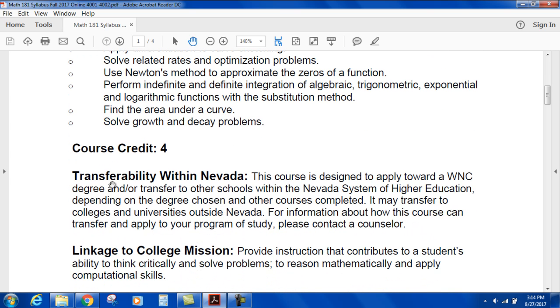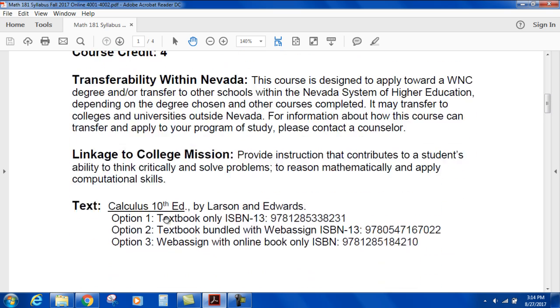It's a 4-credit class. Transferability within Nevada. This course is designed to apply toward a WNC degree and/or transfer to other schools within the Nevada system of higher education, depending on the degree chosen and other courses completed. It may transfer to colleges and universities outside Nevada. For information about how this course can transfer and apply to your program of study, please contact a counselor.